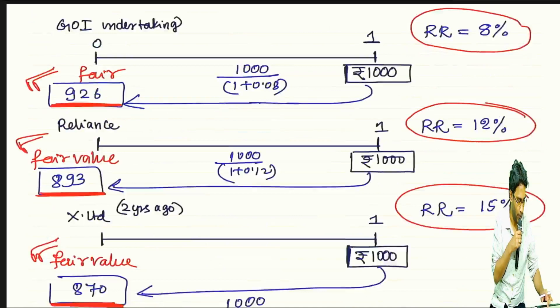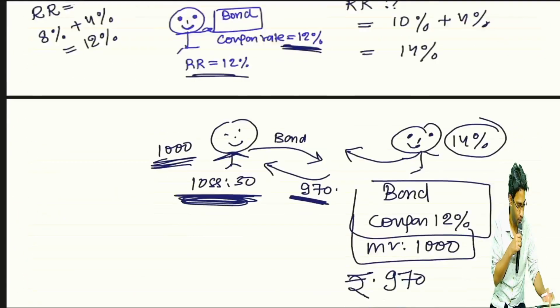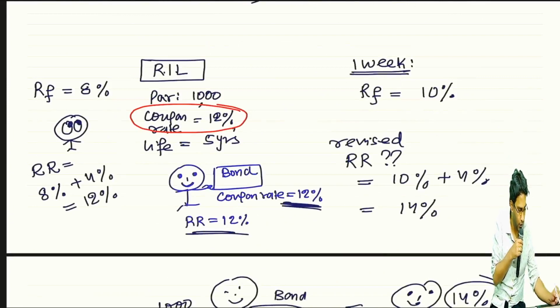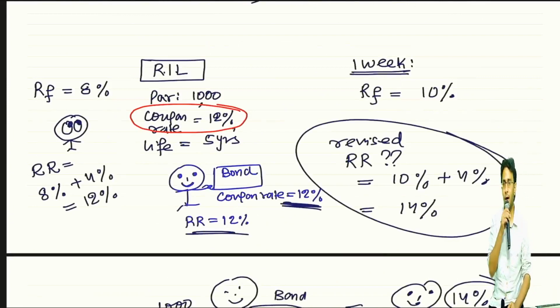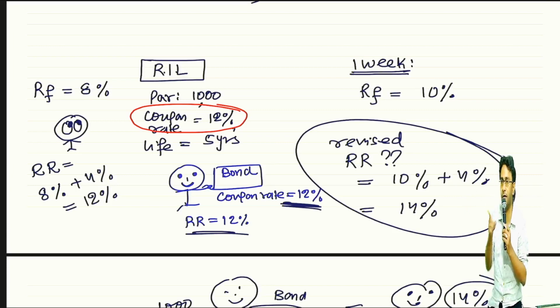So anyway, going back to our principles, here we are standing. Tell me, one ultimate point I forgot. Why did your RR change here? Company's risk increased? Company's risk is the same only. If company risk changes, definitely RR changes. But here my RR changed not because of company's risk.